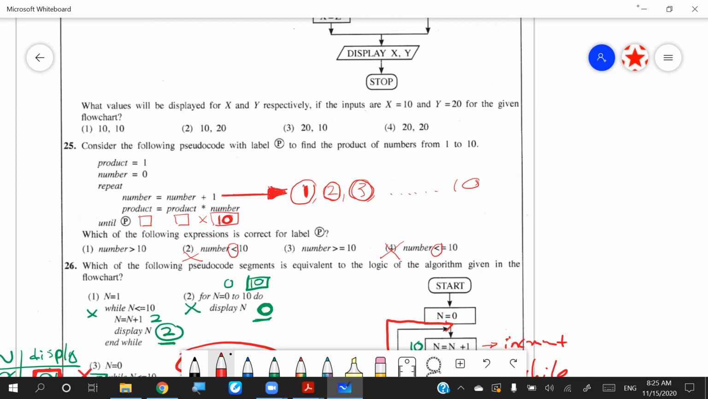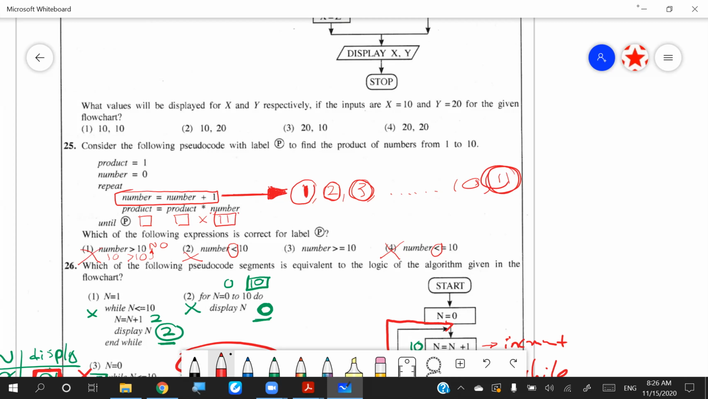So if you have number less than 10, the first one, what happens? Is 10 less than 10? No, it is not. So it will do this again, because your condition is false. Repeat until, if the condition is false, it repeats again. So this gives you no, and number will increase to 11, and 11 will be here to multiply again. Then only it's going to become true. So for that reason, the first one cannot be taken.